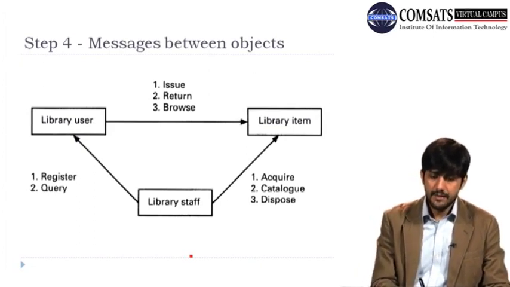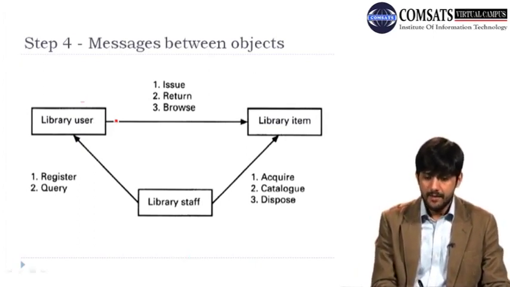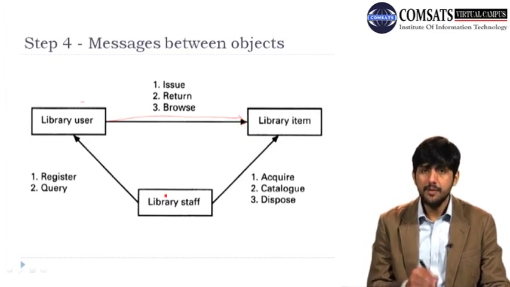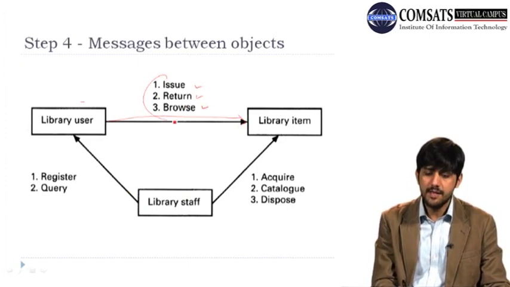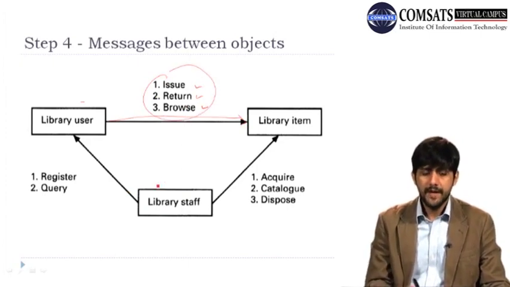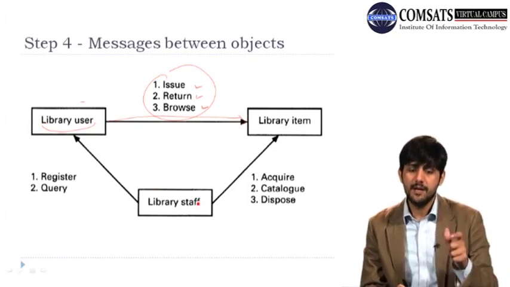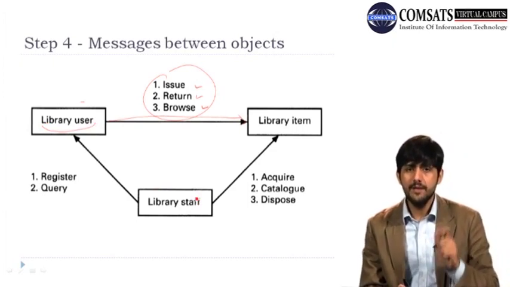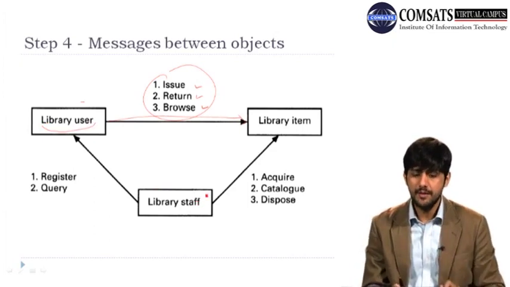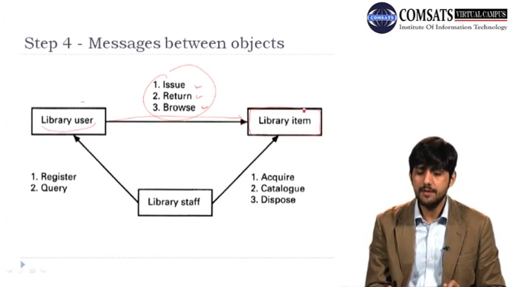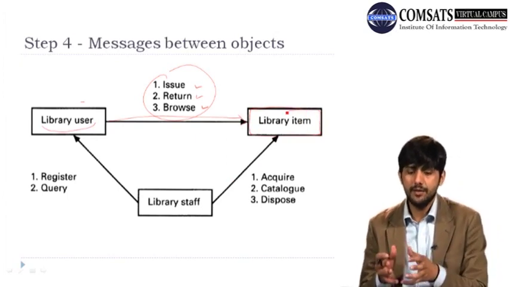So for example, here is this library user. Whenever he issues a library item, he can issue a library item, he can return this library item, and he can browse. So we know that these are the three operations that an instance of this class, or an object of this class library user, will perform. And whenever this particular operation is performed, there will be a message passed to this particular class library item that update your record.